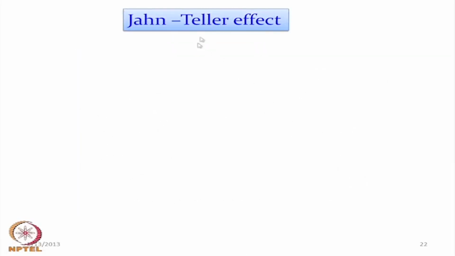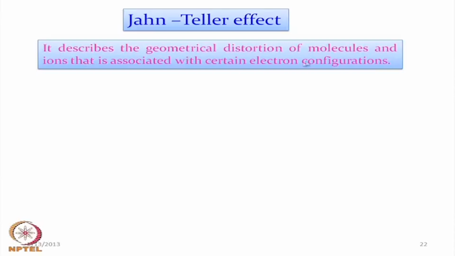Then we will extend to our next class how these distortions can be very effective for the corresponding Jahn-Teller effect. So this is a very simple and effective effect. This can be known from the corresponding interactions. If we can have a geometrical distortion of molecules and ions that is associated with a certain electronic configuration, the electronic configuration will now dictate the corresponding distortion.